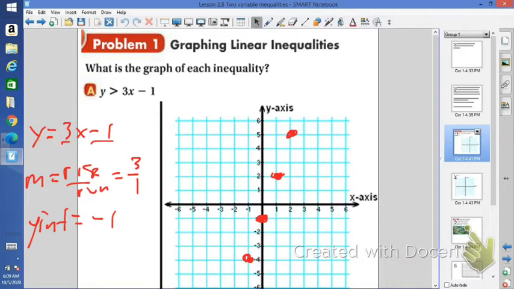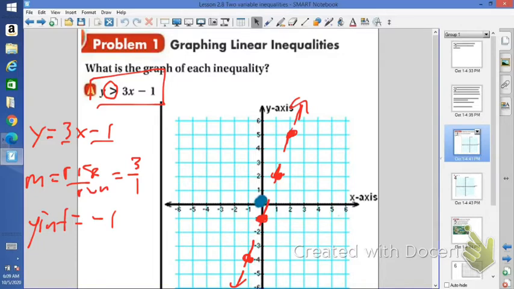Now once we've done that, we're going to look back to our inequality, where it was already solved for y, and see that this is a greater than sign. Because it's greater than, we're going to use a dashed line to connect our points. So step 1 is complete. We've graphed our boundary line. Step 2 is to then pick a test point. Usually it's going to be 0, 0.